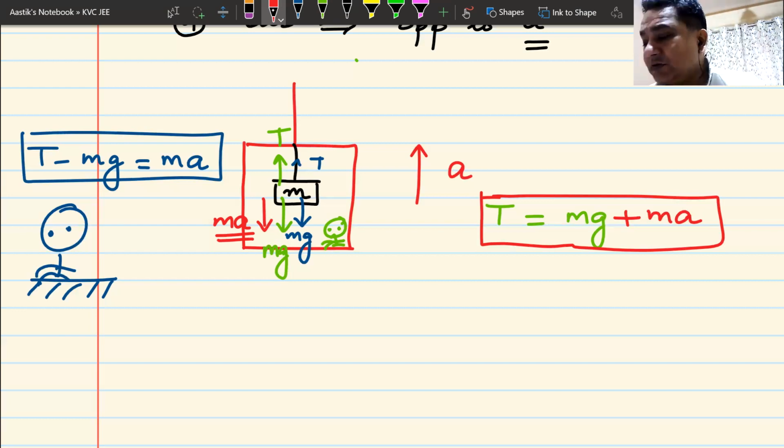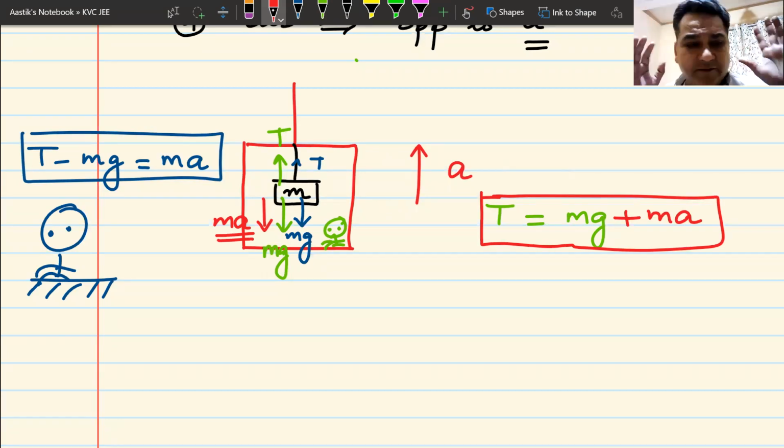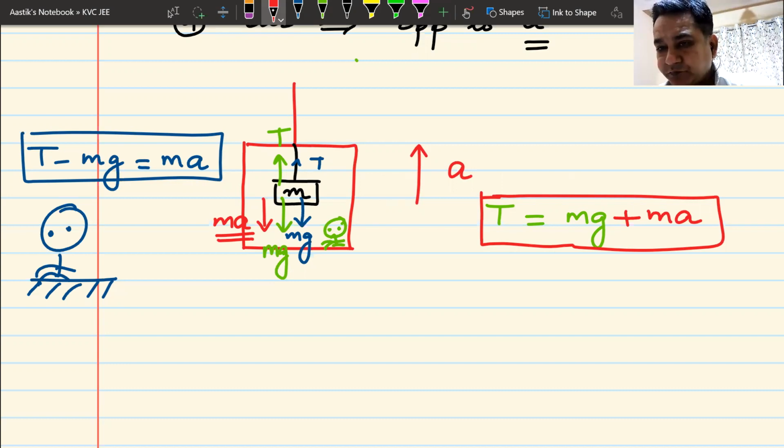Direction of the pseudo force: downwards, because acceleration is upwards. Magnitude of pseudo force is mass multiplied by acceleration. Can I move forward? Have you understood this concept? Yes or no, everyone?